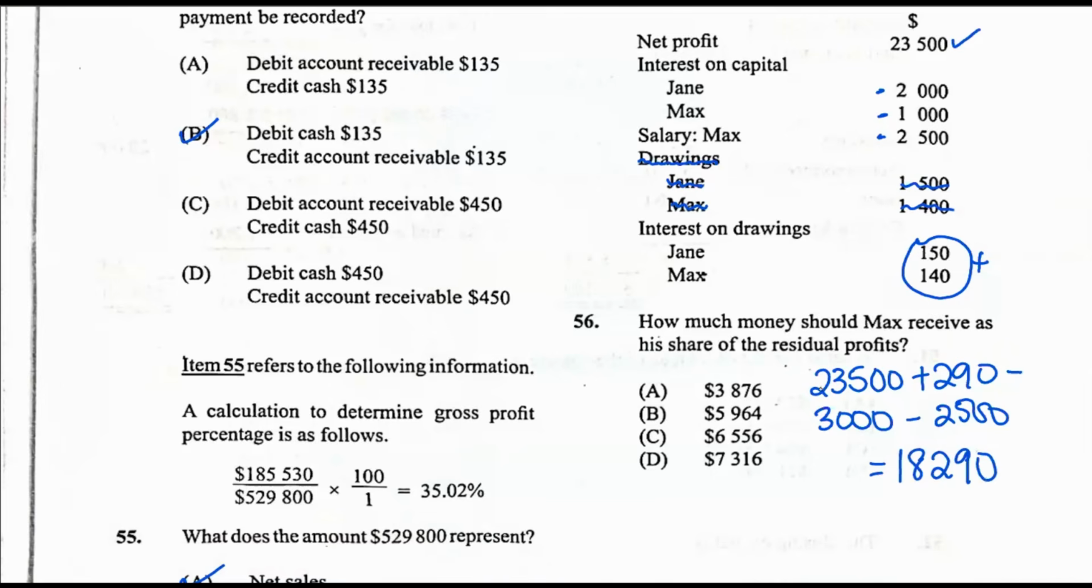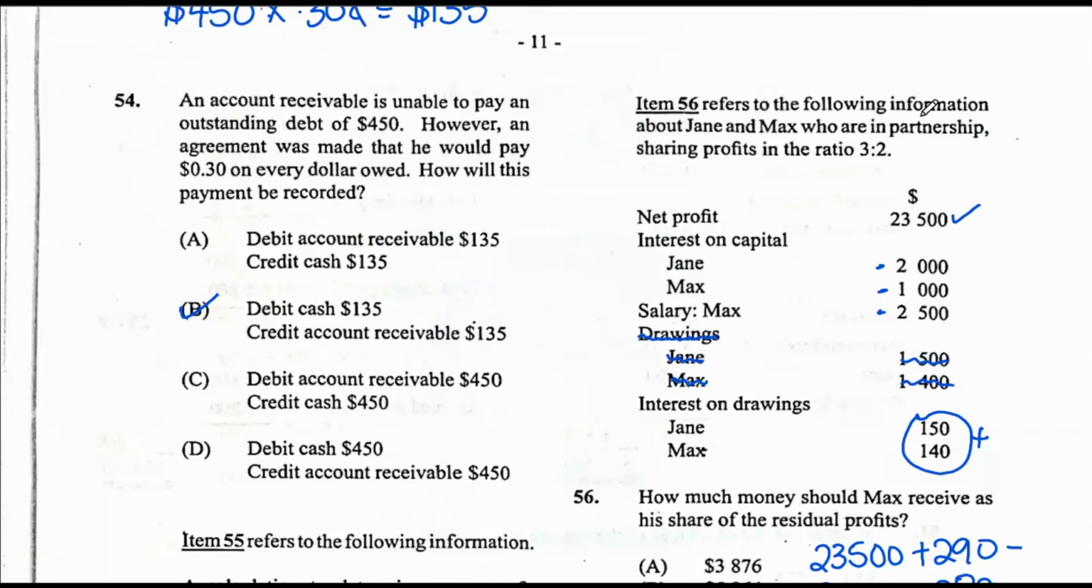And we are saying that Max, how much is he getting? Well, the ratio is 3 to 2. Max is the second partner there, so he's getting 2/5.